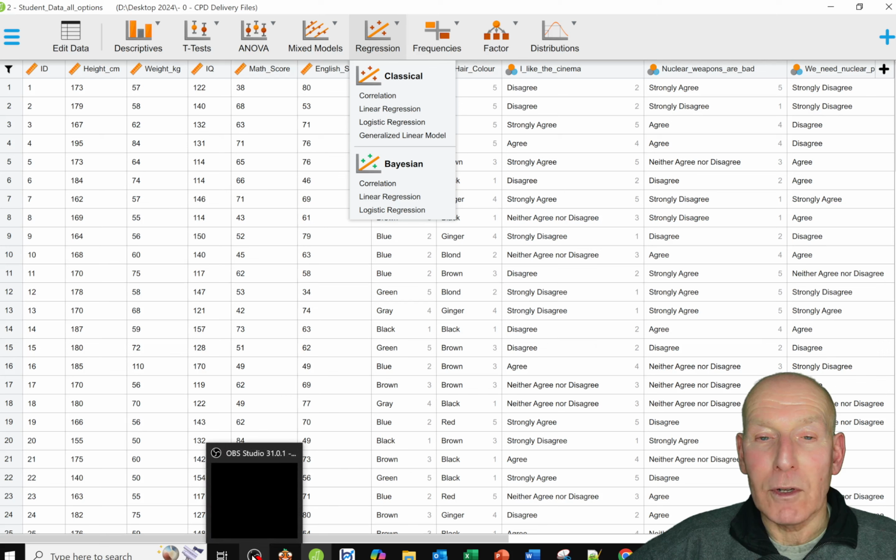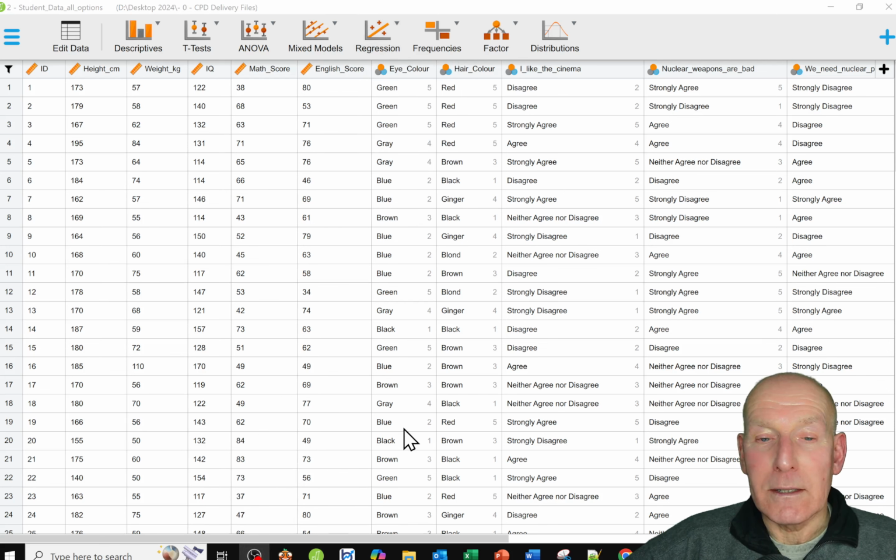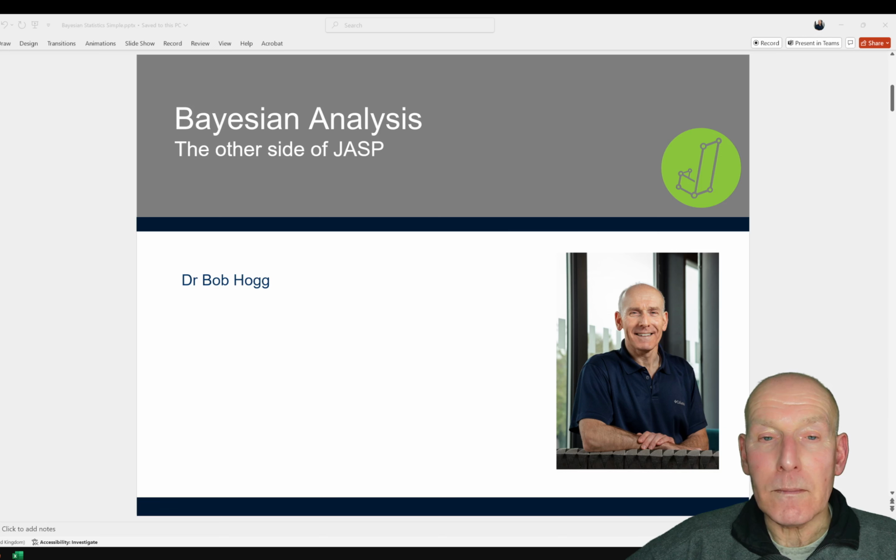Now, what we want to have a look at today is the difference between this concept of Bayesian statistics and what we might term your classical statistics. So we do need to do a little bit of background to start off with, and so I've put together some slides on this. We're not going to go into the details of where Bayesian analysis comes from. There are lots of videos and very good websites which will go into a lot of detail on that.